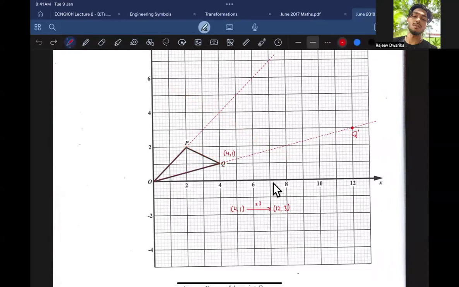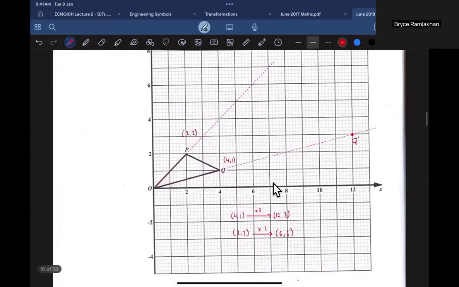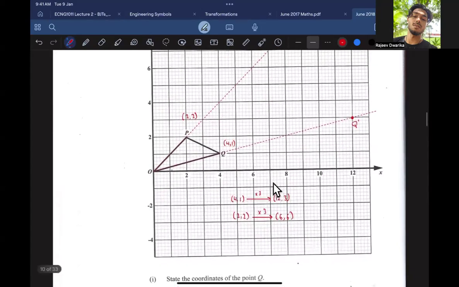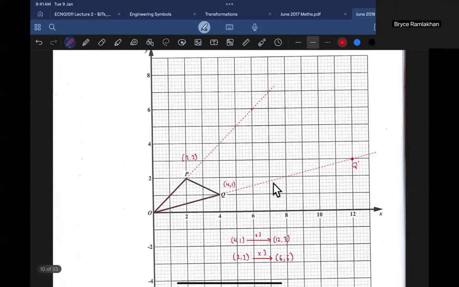So what is point P? What is point P? 2, 2. A way to multiply those two things by 3. Tell me what you end up with. It will be 6, 6. Yeah, that's correct. And does the 6, 6 line up with the enlargement lines? Does it line up? Yeah.